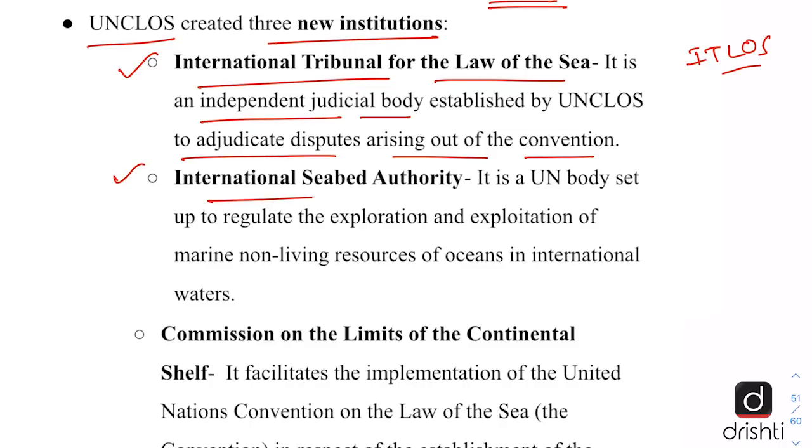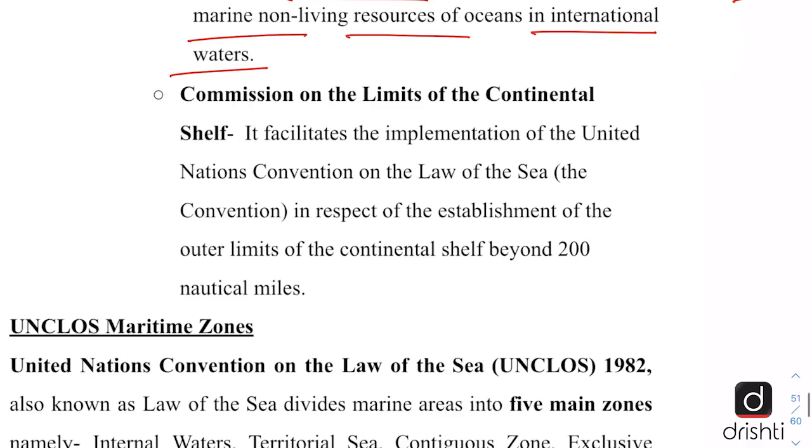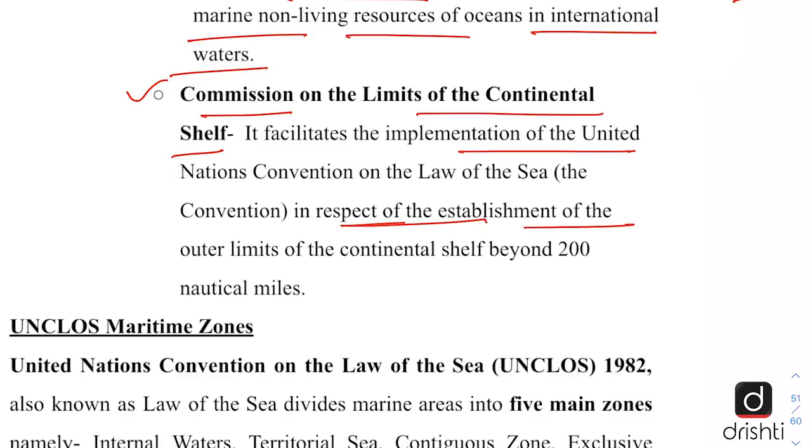Second is the International Seabed Authority, also known as ISA, and it is a UN body set up to regulate the exploration and exploitation of marine non-living resources of oceans in international waters. The third body is the Commission on the Limits of the Continental Shelf, and it facilitates the implementation of the UN clause in respect of the establishment of the outer limits of the continental shelf beyond 200 nautical miles.